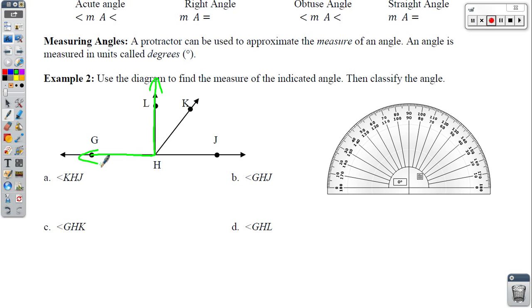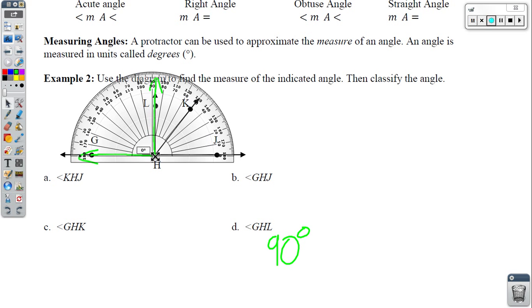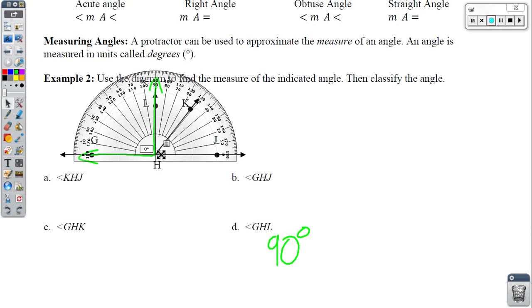Now again, we could use the protractor, but that one is pretty clearly going to be a right angle. So we could say that's 90 degrees. We could measure that on the protractor too. Put the crosshairs on the vertex there, and you see that that ray points straight up to 90.